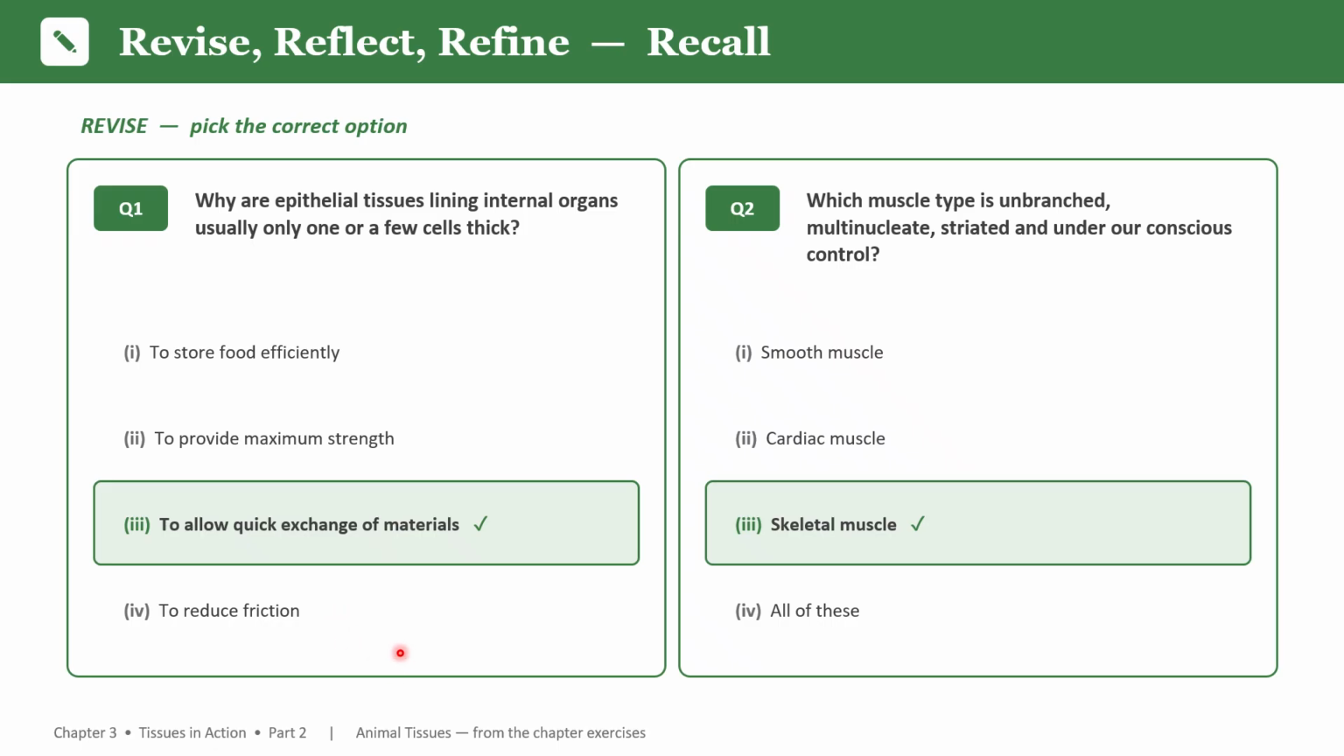So here is some revise, reflect, refine and recall. Why is epithelial tissue lining internal organs usually one or a few cells thick? Because it allows the quick exchange of materials. And which muscle type is unbranched, multinucleate, striated and under our conscious control? Skeletal muscles. Yes.